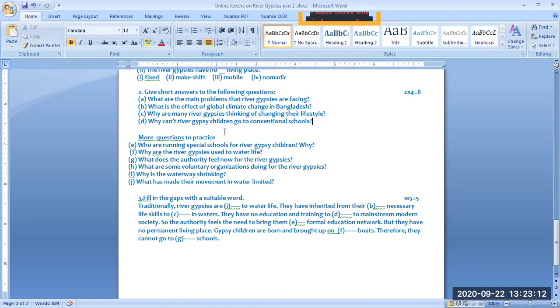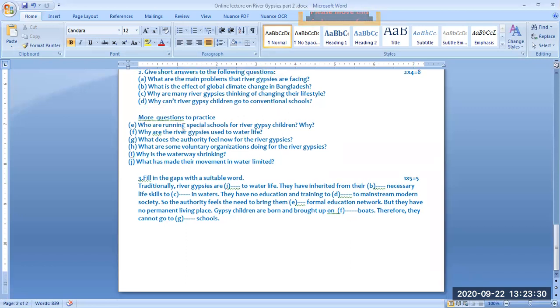Number one, it may be because of their poverty, and the gypsy people are not conscious about the education of their children. They don't like to spend for education of their children. Okay, there are some extra questions here. Who are running special schools for river gypsy children and why? You can write this. Some voluntary organizations, including some NGOs, are running special schools for river gypsy children to teach the gypsy children.